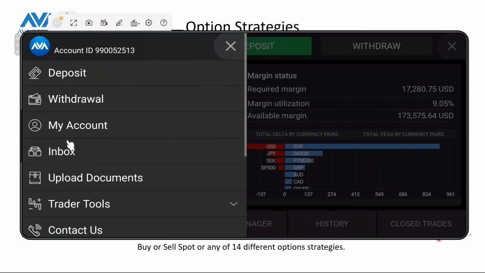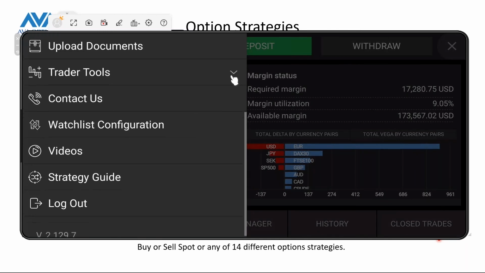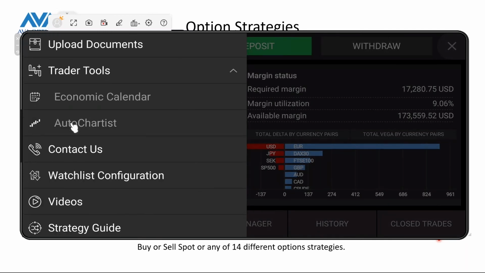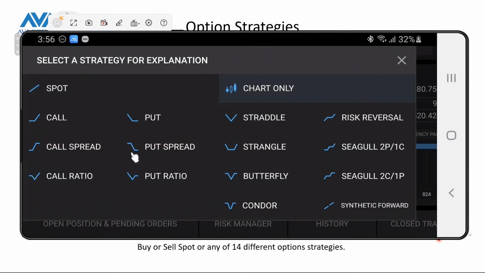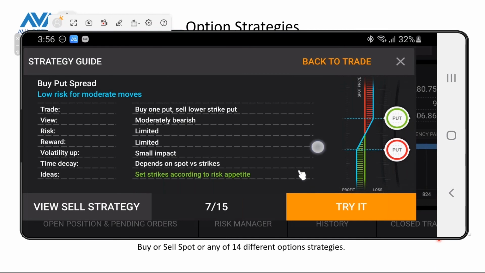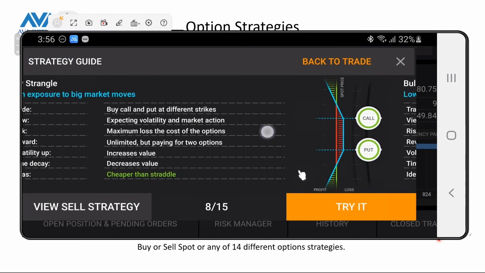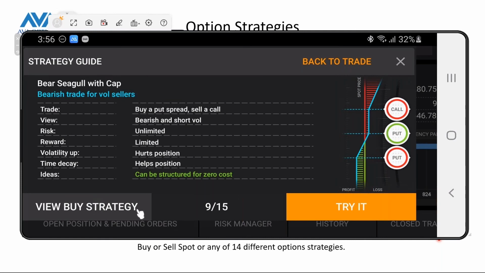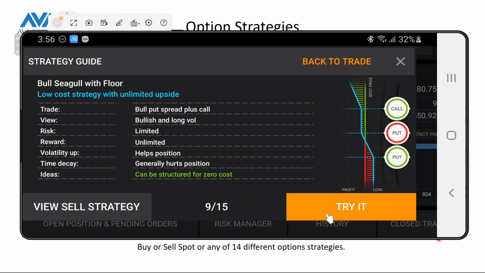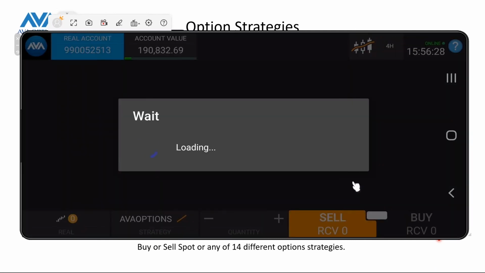Again, over here, you've got access to all kinds of tools. For example, you can find the economic calendar, Autochartist, which you saw in other places as well, watch list configuration videos, strategy guide, bring that up again, what's a put spread, and you can scroll across, look at the different strategies. There's that Seagull. You're welcome to investigate that one later. What does selling it look like? Buying it, selling it, try it. Sticks it right in there.